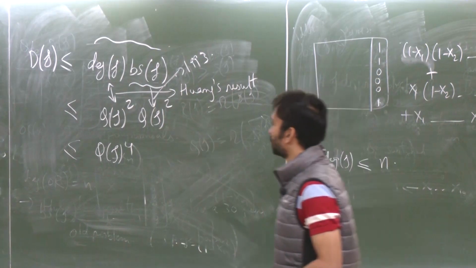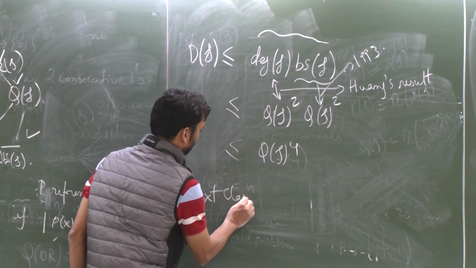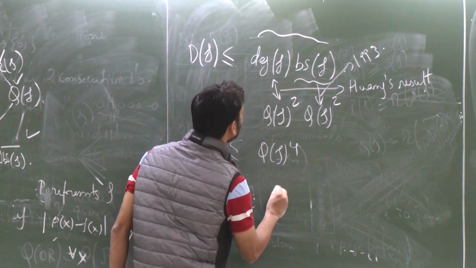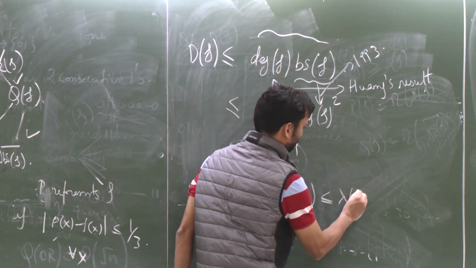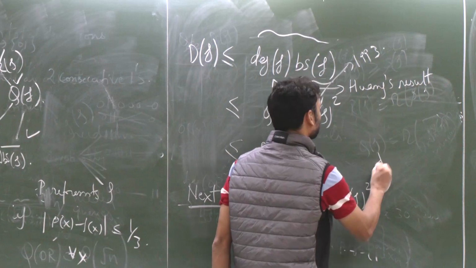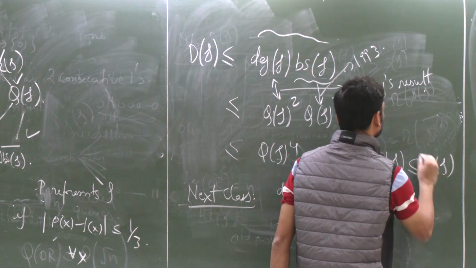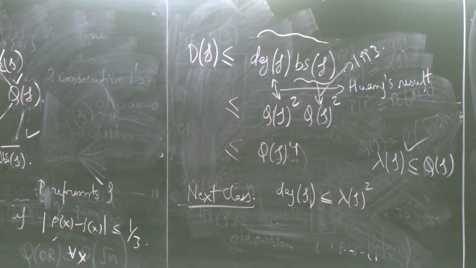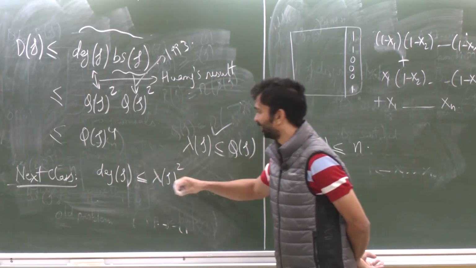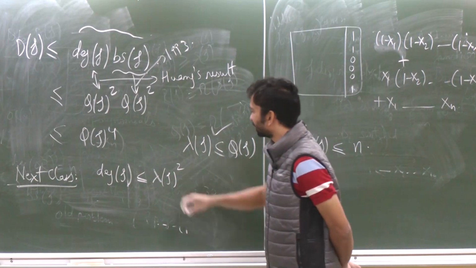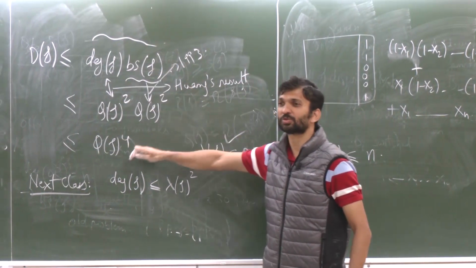Okay. So next class we will do degree bounded by lambda f square, where this was known before. So we will introduce another measure. We will show degree is bounded by lambda f square, which will turn out to be degree is bounded by QF square. So both these quantities are bounded by QF square, QF to the power 4.